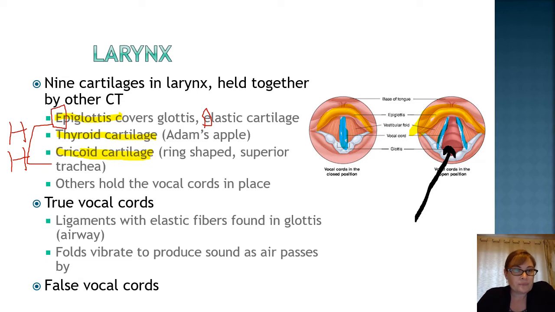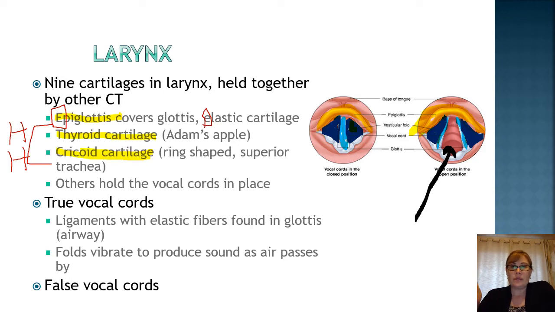Sometimes we call them your true vocal cords. And then I'm going to highlight in dark blue this area in here. These are known as vestibular folds, also known as false vocal cords. False vocal cords can help close the airway a little bit tighter, but they don't have a function as far as sound.